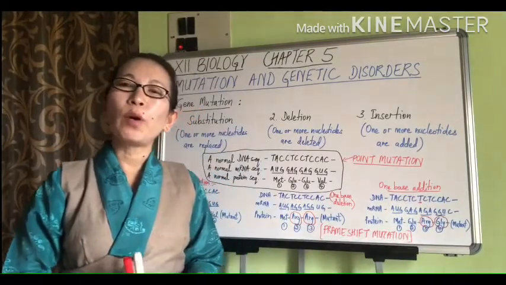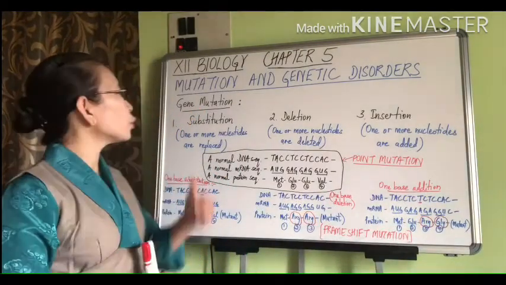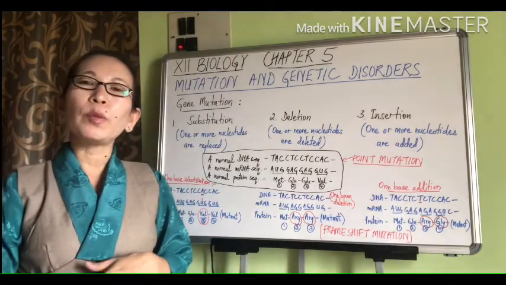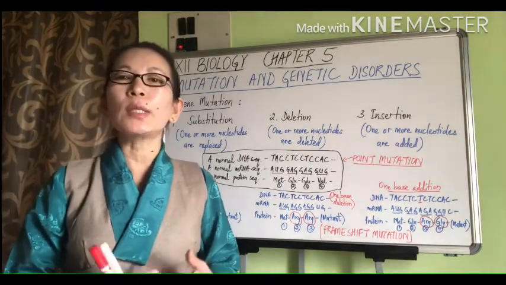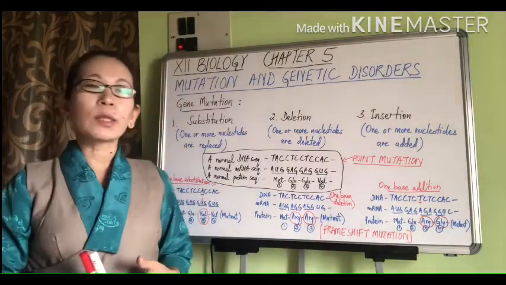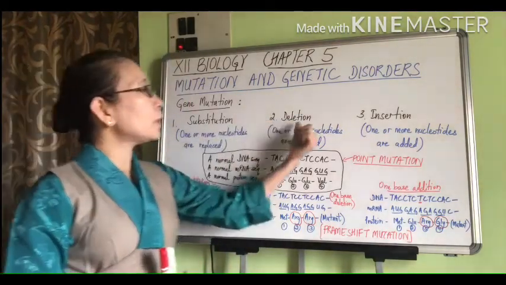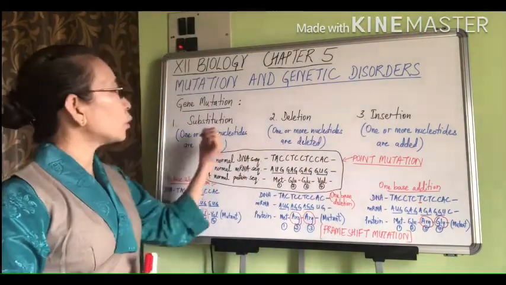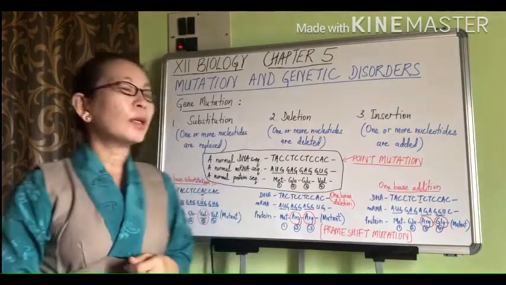Monogenic disorders and polygenic disorders are caused due to gene mutations. And gene mutations refer to any kind of mutation in the sequence of the gene or the sequence of DNA. Now, gene mutations can be caused due to substitution, deletion, or insertion type of mutations. Now, let's look into these three types of mutations.